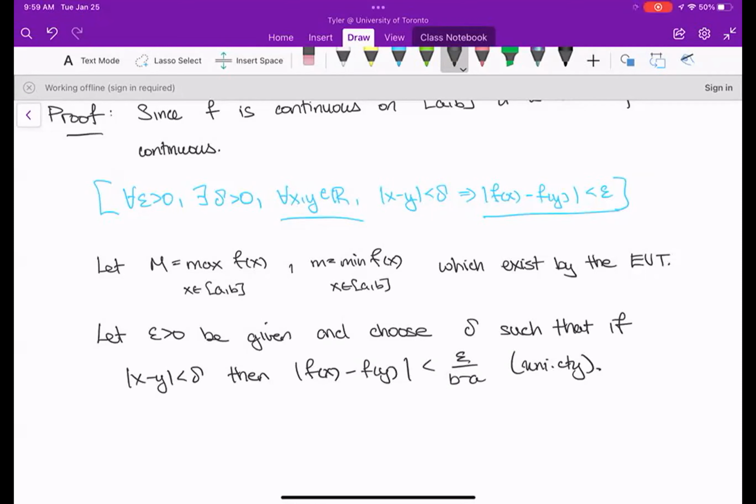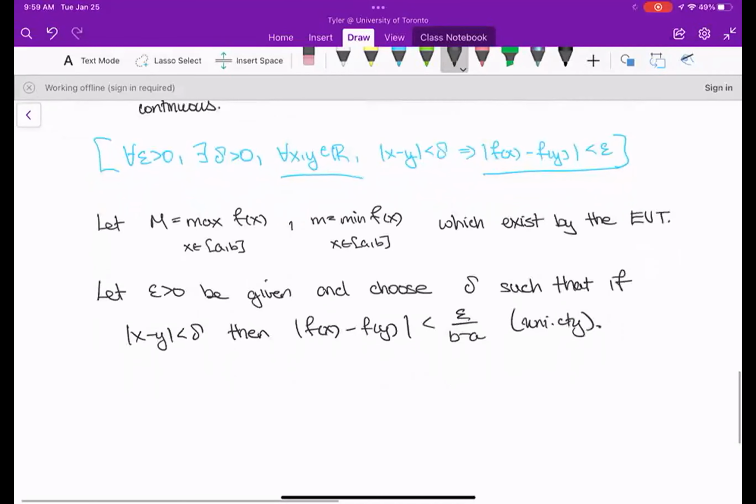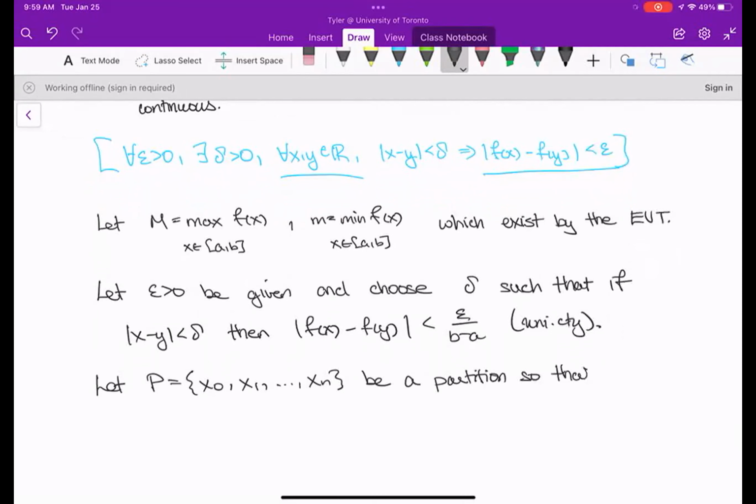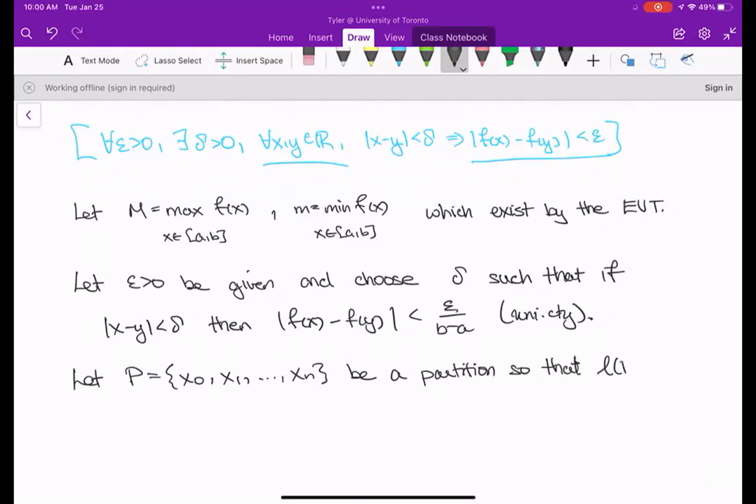Now let's take a partition whose widths are at most delta. If we want to, we could do it ourselves, but I don't think it's necessary. So let P be a partition, let's give it a name, x0, x1, ..., xn, such that the length of that partition is less than delta. And remember, the length of the partition is the width of its biggest subinterval. So whatever partition you choose, we're making sure that the biggest subinterval still has length less than delta. That's what we're saying when we write that down.